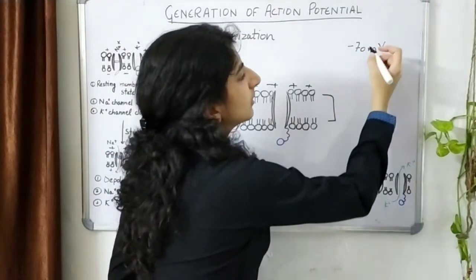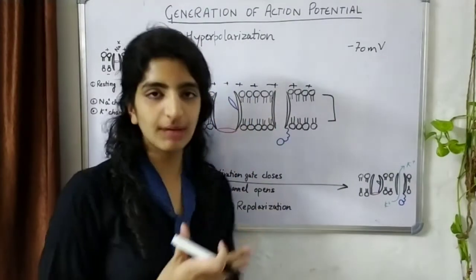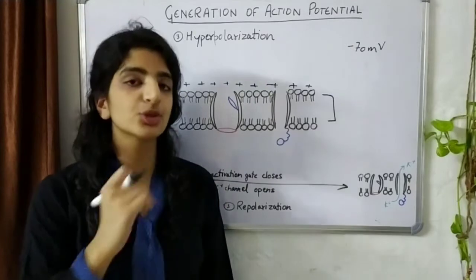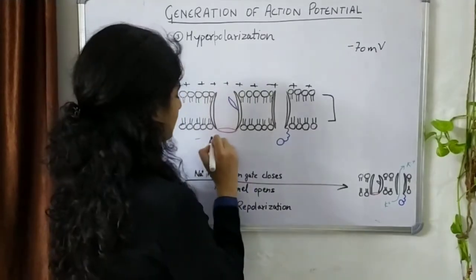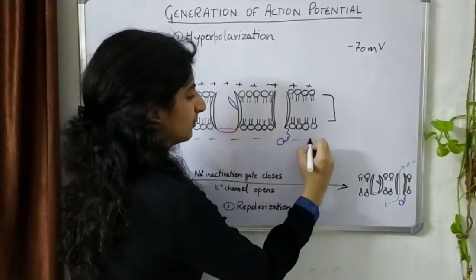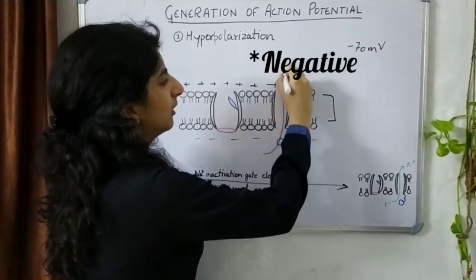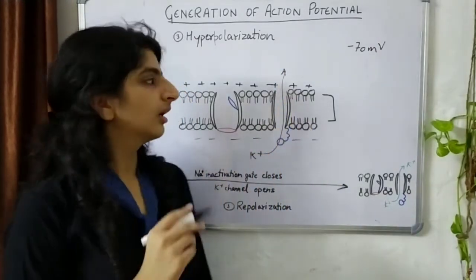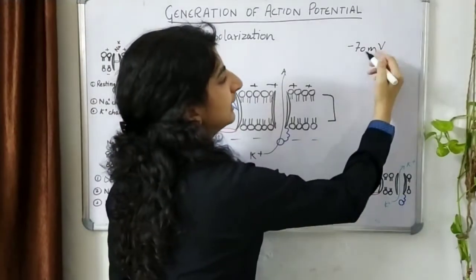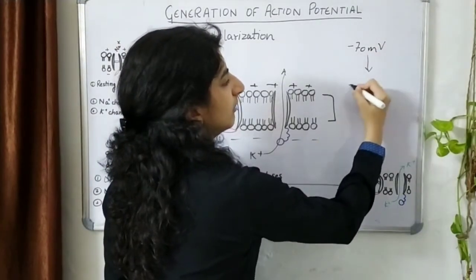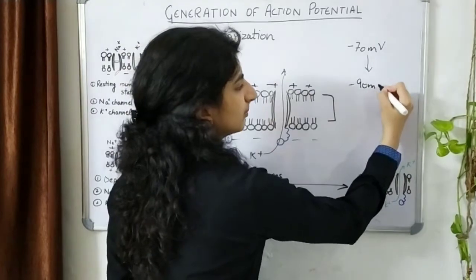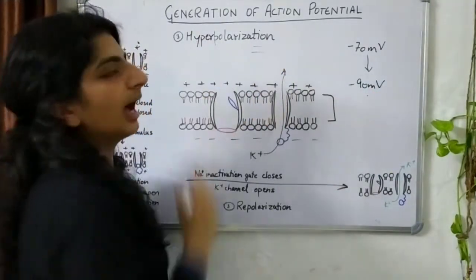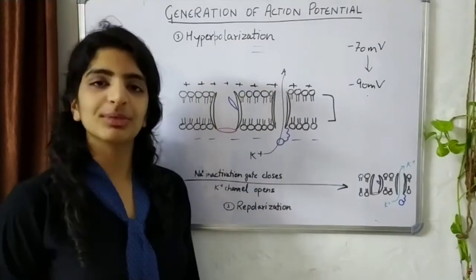A situation might occur where these channels do not close when they should. The inside has now entirely become positive, but more K positive are flowing out. What will happen is that this negative potential will now become more negative. And this process is known as hyperpolarization of the membrane.